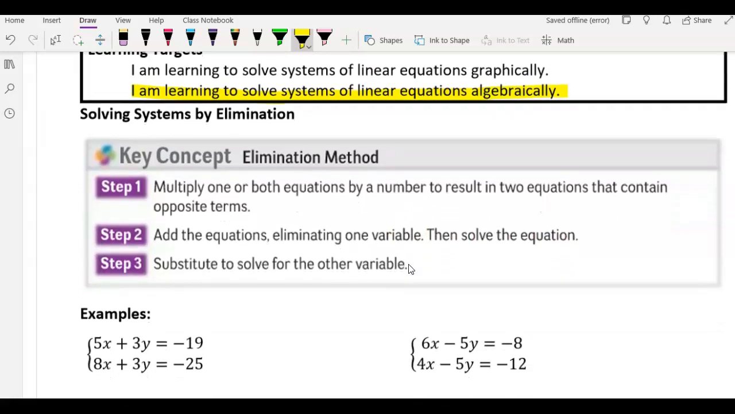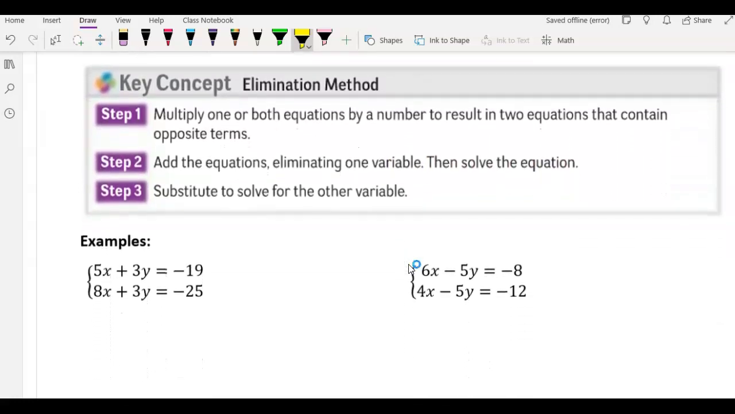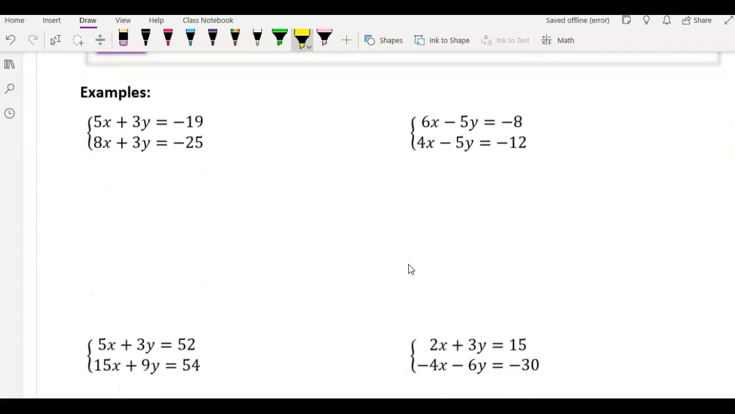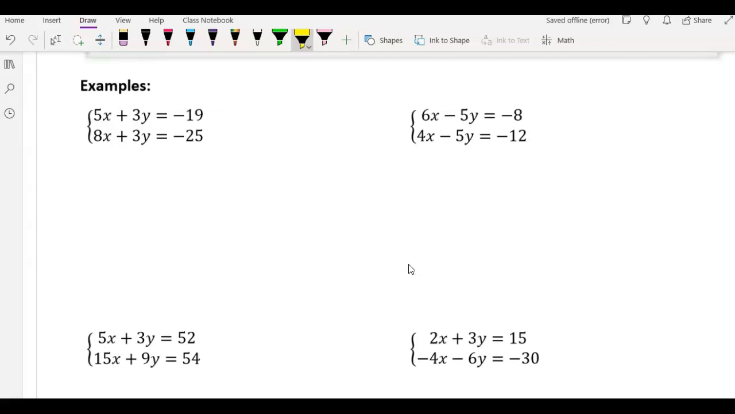So when solving systems by the elimination method, you're either going to multiply one or both equations by a number to result in two equations that contain opposite terms. Then you're going to add the equations, eliminate one variable, then solve the equation, and then substitute to solve for the other variable. It's actually quite easy. So a couple tips and tricks.